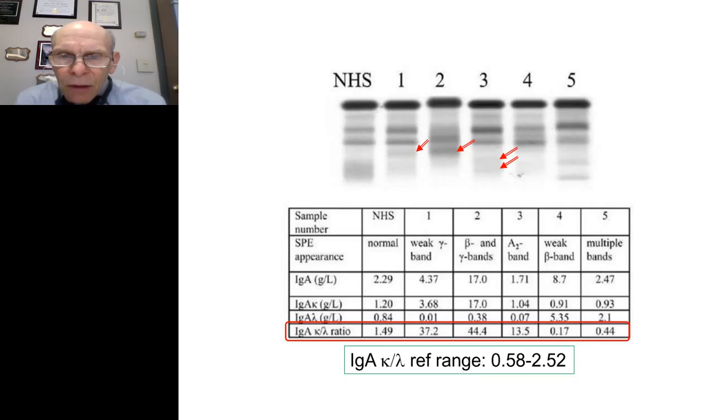Case 4 is described as having a weak beta region band, and I think they're talking about this little area slightly cathodal to the major beta bands. But again, the beta bands are not well resolved in this, and it's harder to see. This gave a low ratio, 0.17, indicating it was a likely lambda process, and the normal range only goes down to 0.58. So again, helpful, but a very hypogammaglobulinemic sample as well.